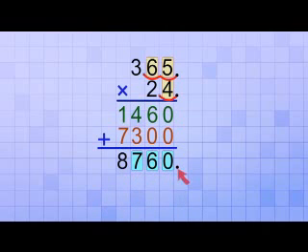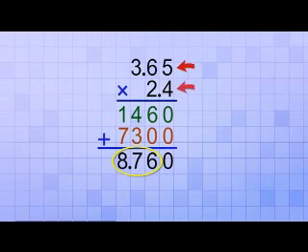So, starting right here, where the decimal point would be if our answer was 8,760, we shift it 3 places to the left, and we end up with 8.760, or just 8.76. And that is the answer to 3.65 times 2.4. That's a cool trick, huh?